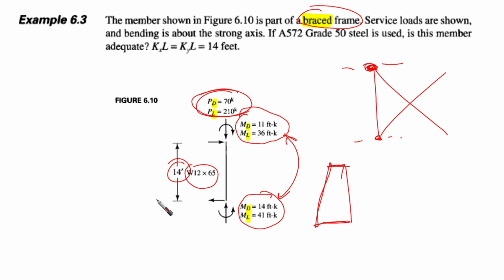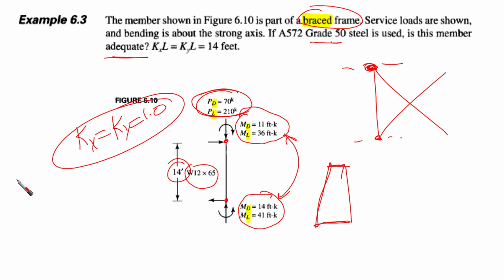Length is 14. The grade of this element is 50. And is this member adequate? This is a question for you. Considering that KxL equal to KyL equal to 14, it means that K, whether x or y, is going to equal 1. So we want to check whether it is this beam column.